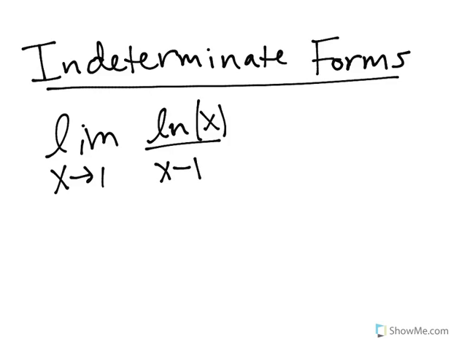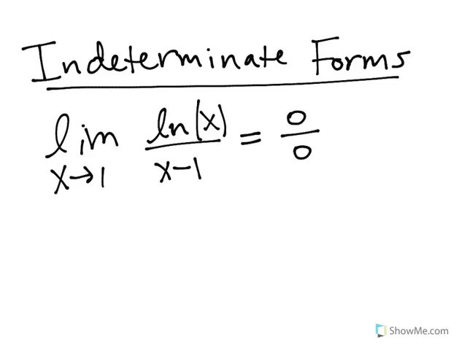Now, you might have some strategies for how to deal with this. Probably you'd think about trying to plug in the value of 1 for x if you could. The problem with that is the natural log of 1 on the top is 0, and then 1 minus 1 on the bottom is also 0. So when you try to plug in 1 for x, you get 0 over 0.